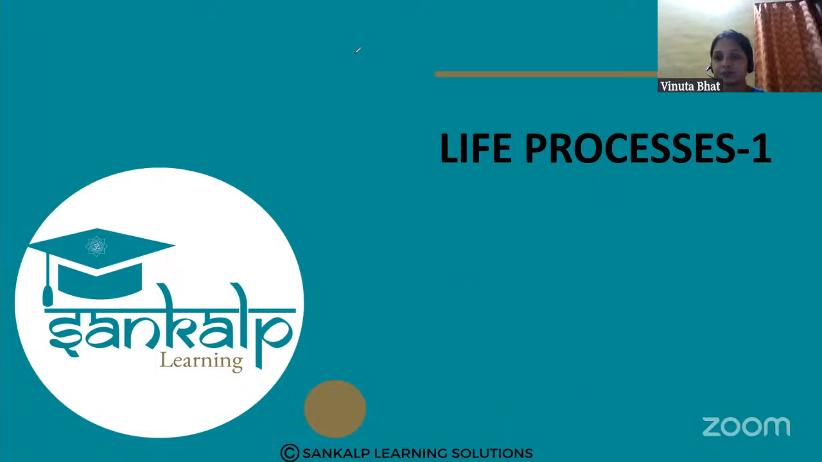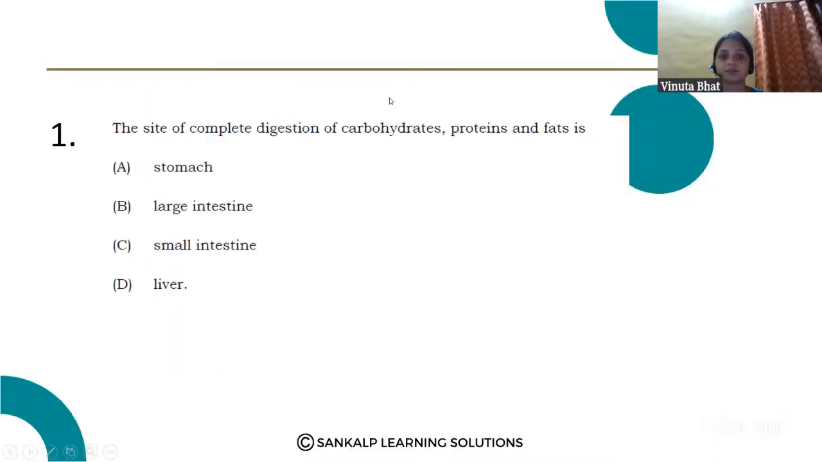But we have to learn the important question answers in this session. First we are discussing the multiple choice questions. After that, 1 mark questions, short answer questions, long answer questions, like that we are discussing. Okay. Yes, the first question is: the site of complete digestion of carbohydrates, proteins, and fats is option A stomach, large intestine, small intestine, and liver.